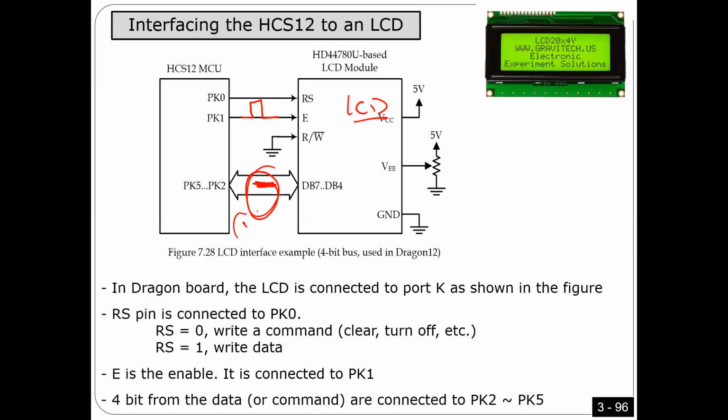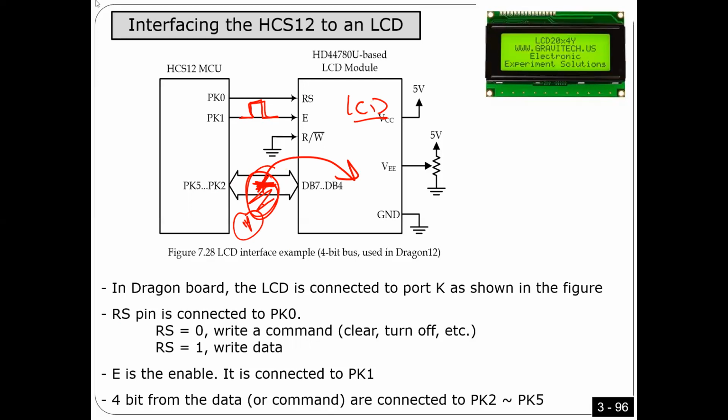So number one, you have to put some data here. Number two, you have to generate a pulse here. When you generate a pulse here, you are telling the LCD the data is ready, please take the data. It's like you trigger, you order the LCD: the data is ready, take the data. Is that okay, guys?